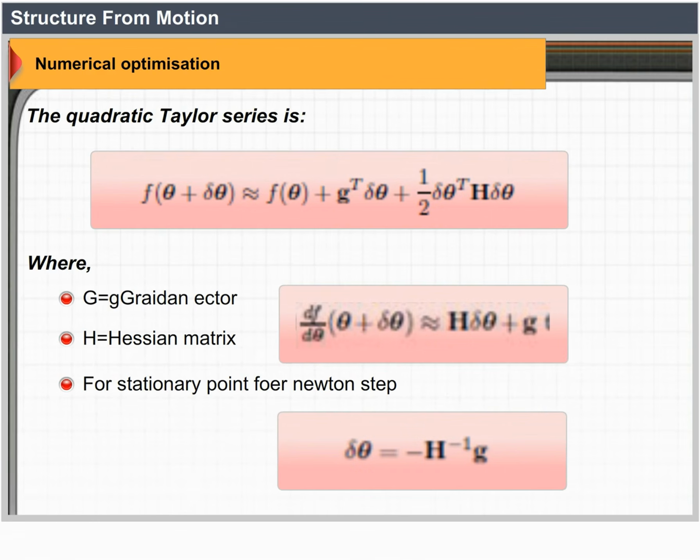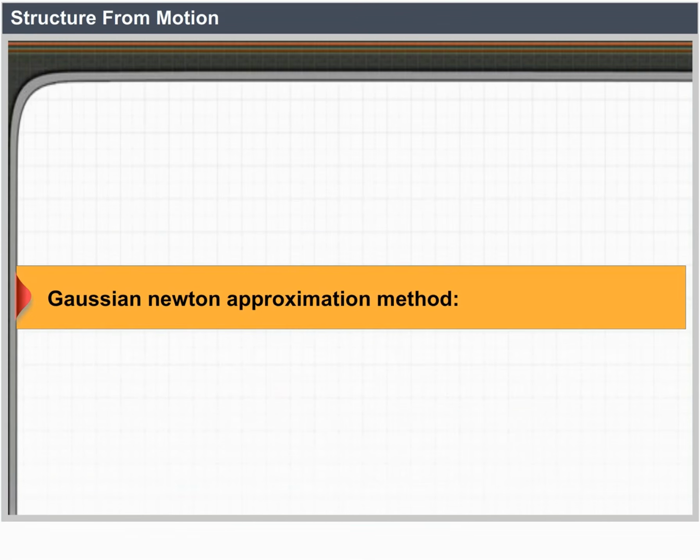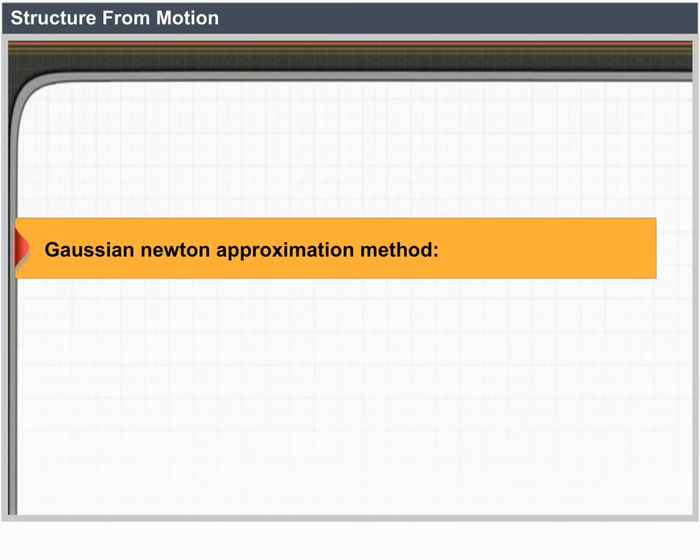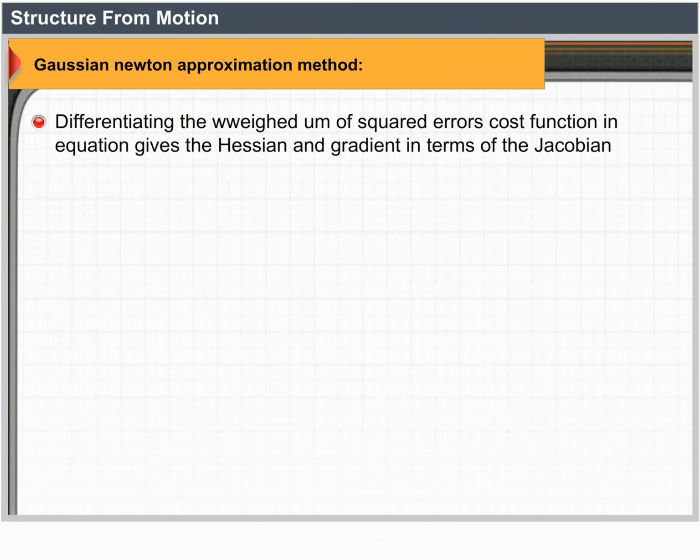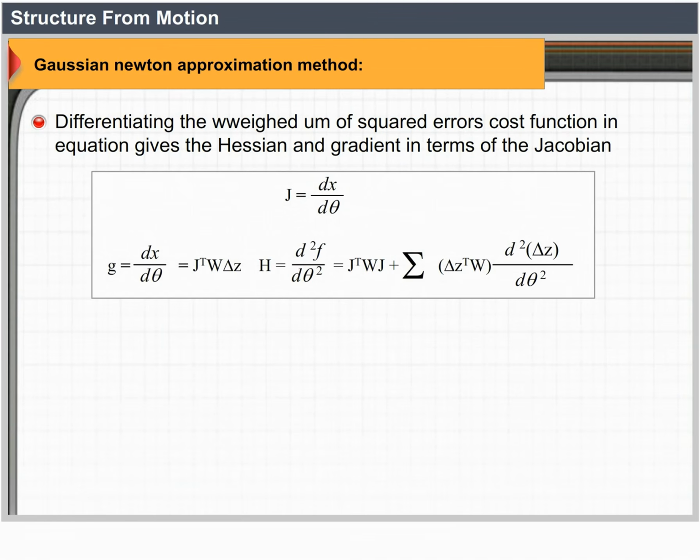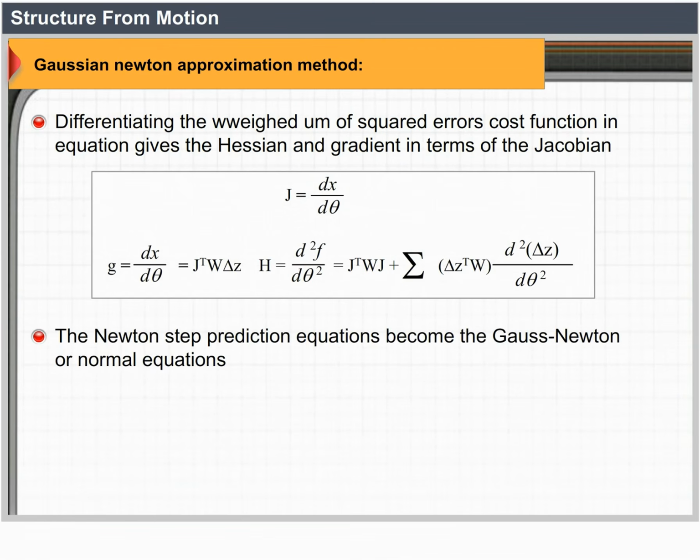The Gauss-Newton approximation method. Differentiating the weighted sum of squared errors cost function in the equation gives the Hessian and gradient in terms of the Jacobian expressions as shown on screen. The Newton step prediction equations become the Gauss-Newton or normal equations as shown.